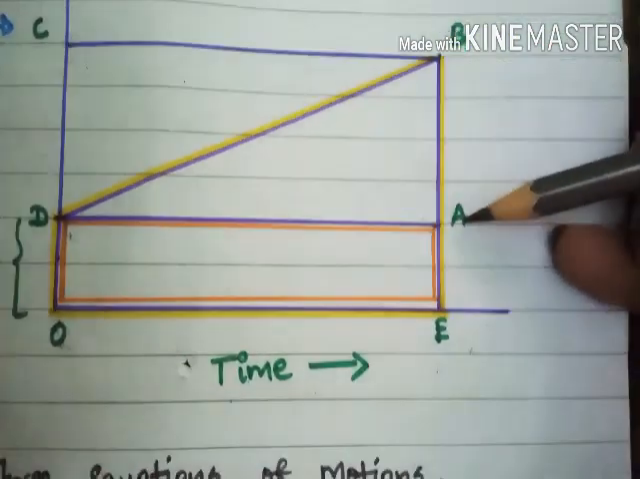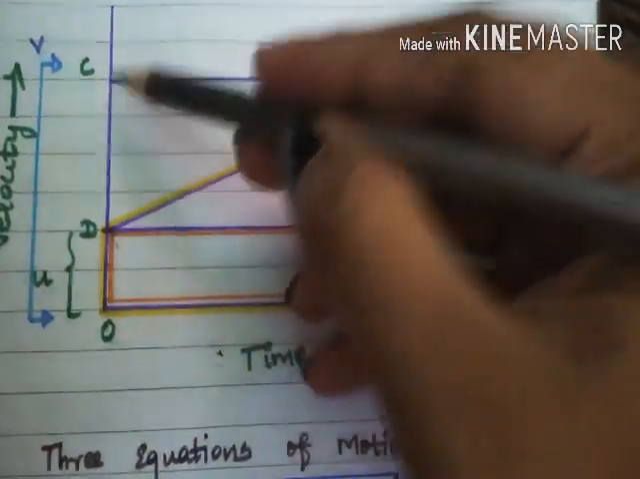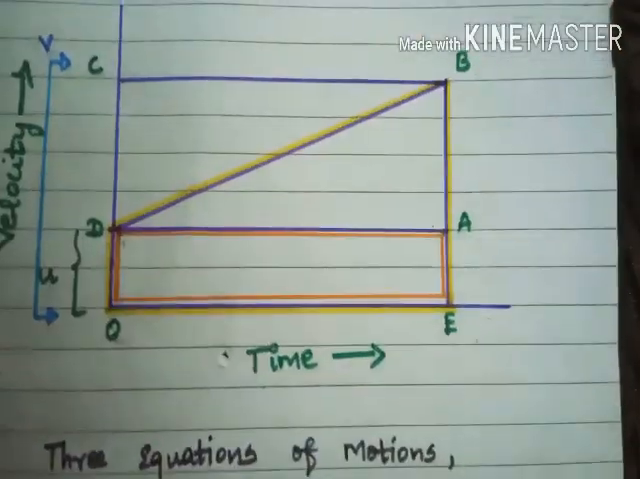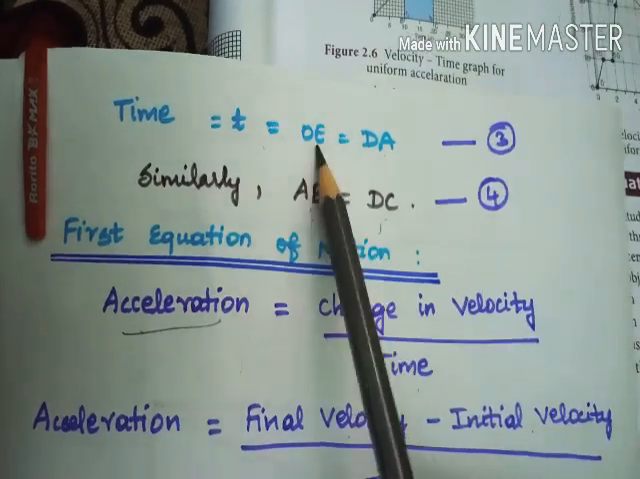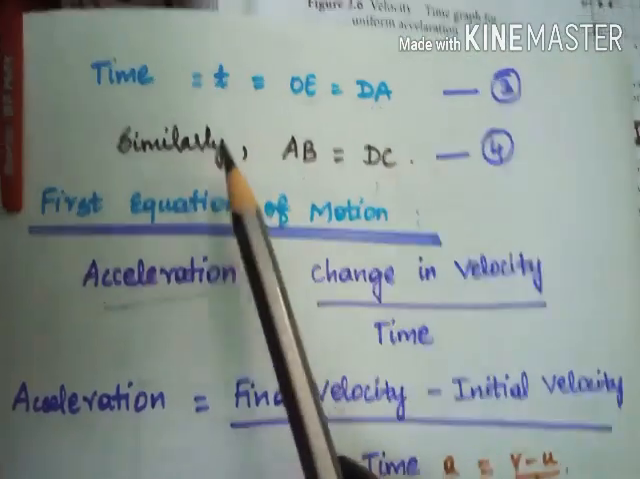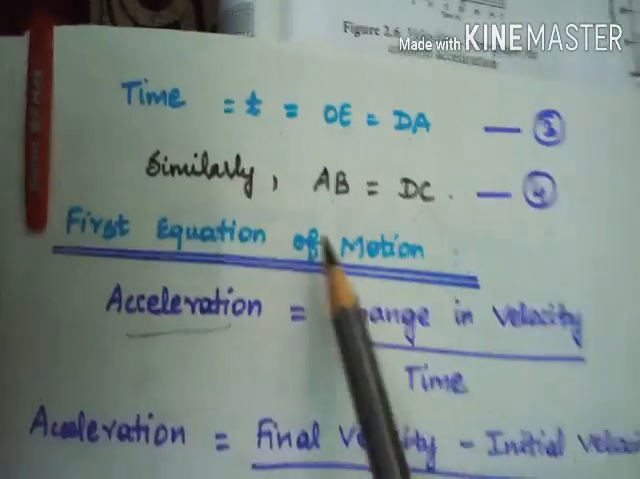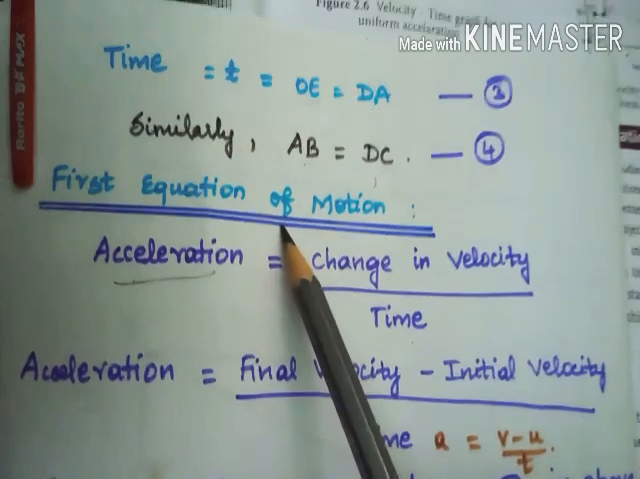And then the next line segment we have to consider is AB, which is equal to DC. So we have written time T is equal to OE, that is equal to DA. Similarly, from the graph, AB is equal to DC. Okay, now we are going to prove the first equation of motion. Actually, what is the first equation of motion?